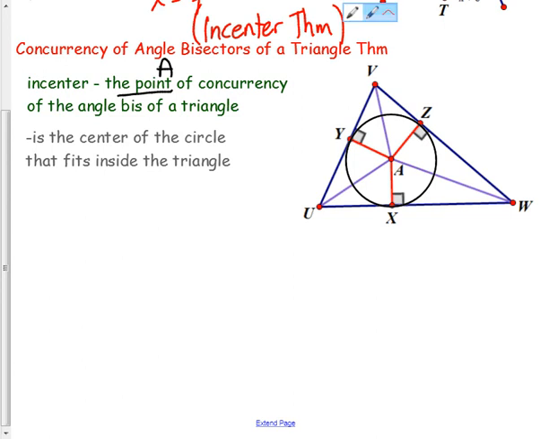So, what does this mean? Just like before, the distance from the center to the circumference is the same. So AX, AY, AZ are all congruent.